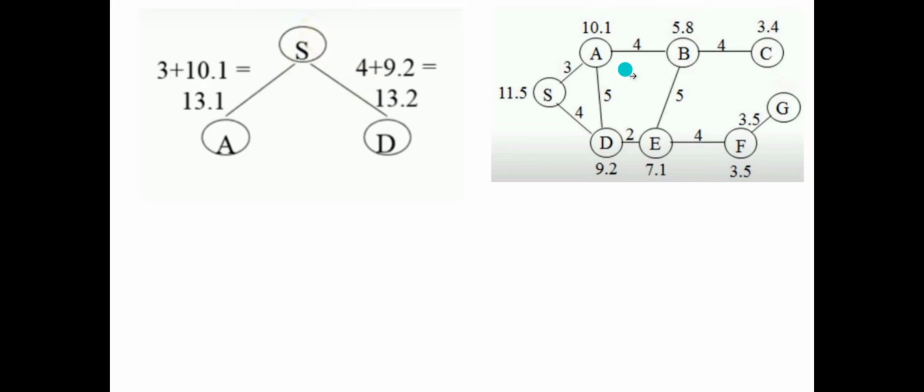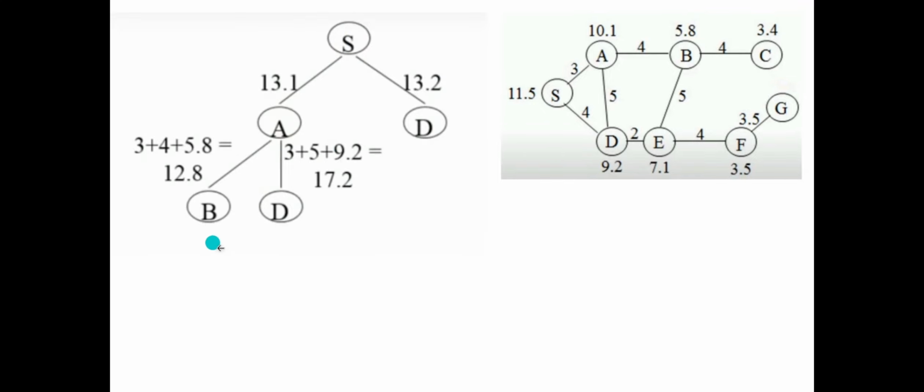From node A, we can move either to node D or node B. We neglect node S because that's where we came from. To move to B, we add 3 plus 4 plus the heuristic value of B, which is 5.8, giving a cost of 12.8. To move from A to D, we add 3 plus 5 plus the heuristic value of D, which is 9.2, giving a cost of 17.2. When we compare all these costs, 12.8 seems minimal. So the further movement should be from B to the other nodes.